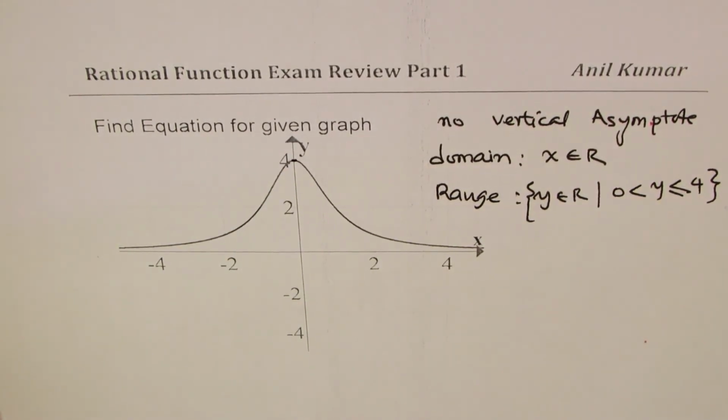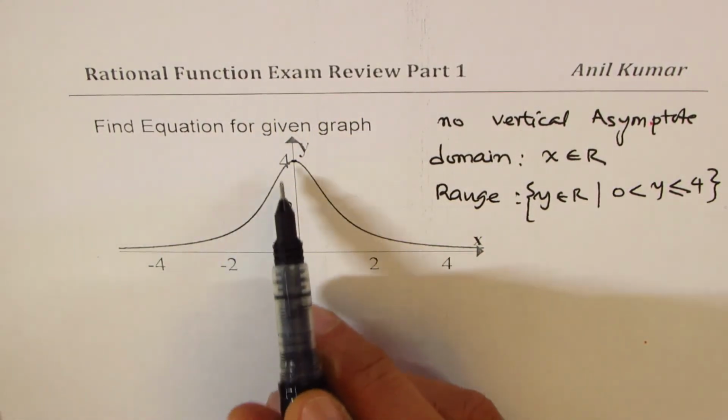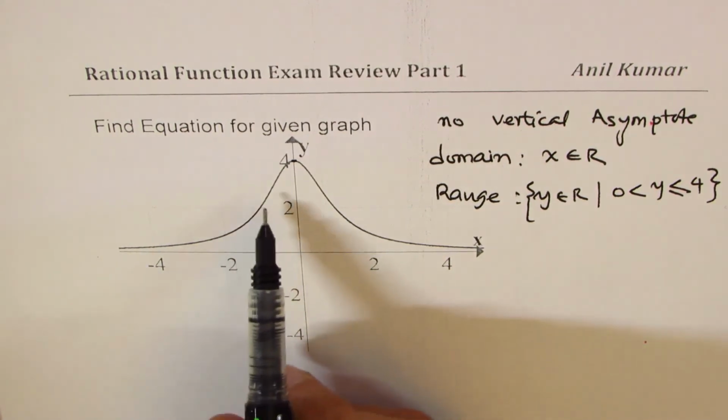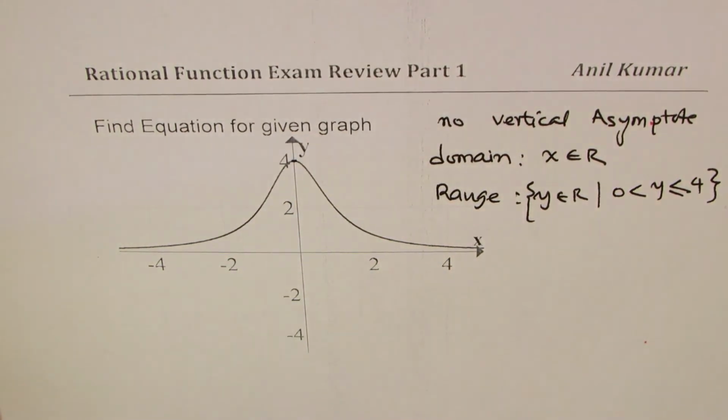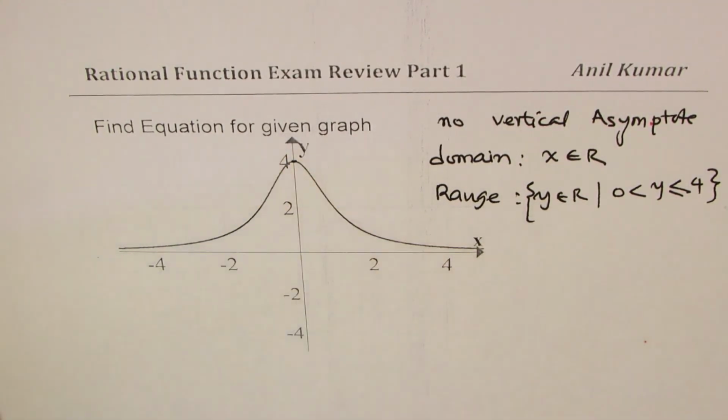So that is the function for you, right? You can write more characteristics about this function. Most of your functions were either increasing or decreasing. Here we have a turning point. The function is increasing and then decreasing. So it's a very typical function. But the equation is the main issue. How do we get the equation of this function? So let's look into this.